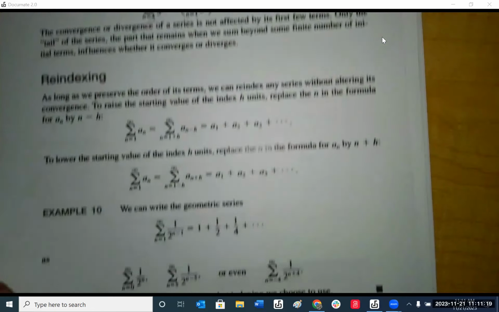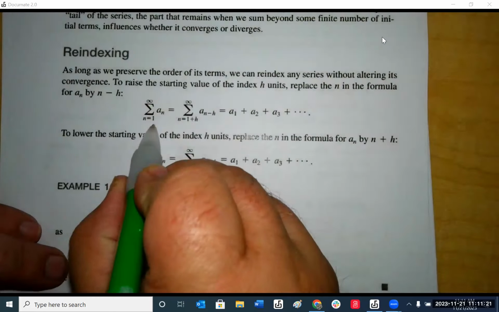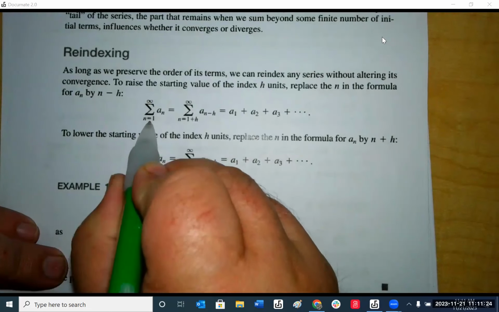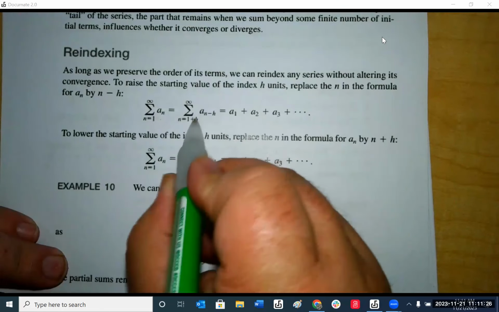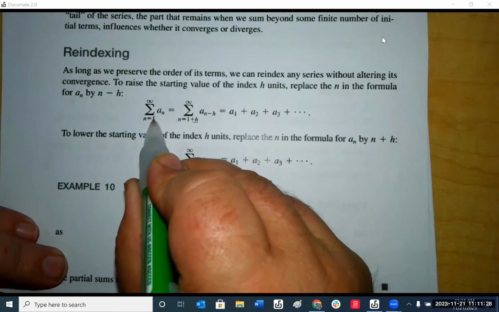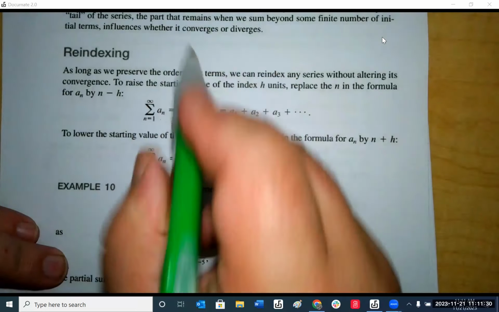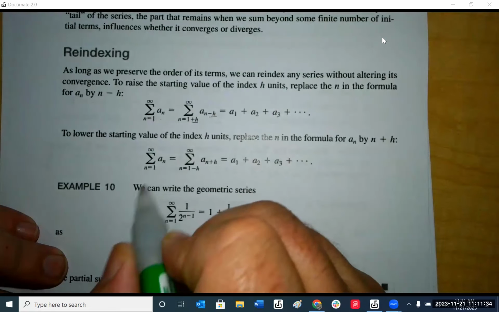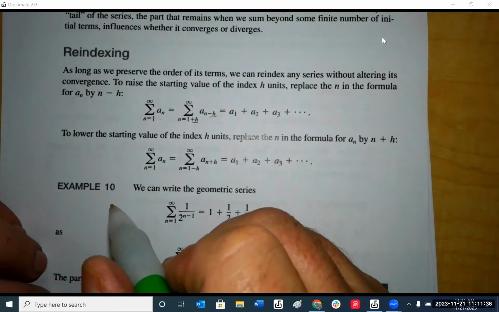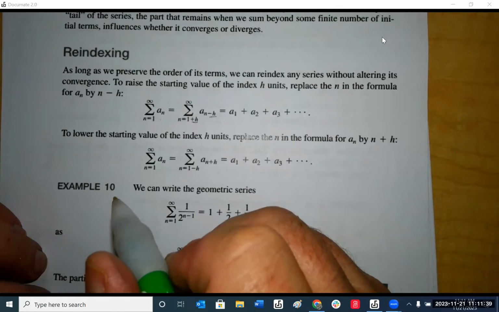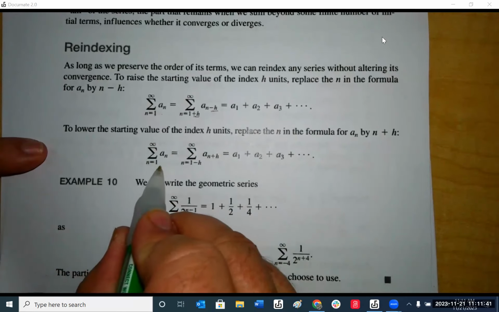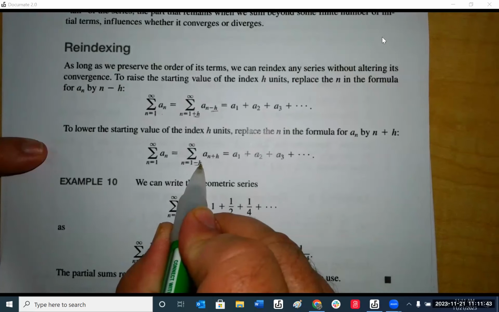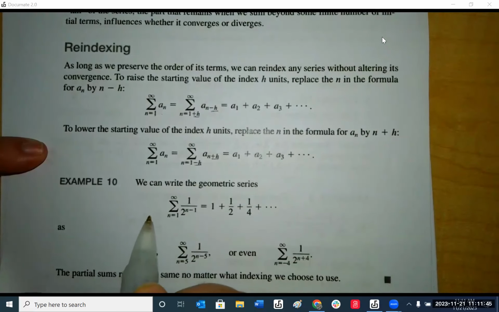So that introduces us to what's called reindexing. Originally we go from n equals 1 to infinity, but if we increase the starting point like we have above to 4, we added 3, then we have to subtract it from our sequence. If we go from 1 and we subtract, then we have to add it to our sequence.